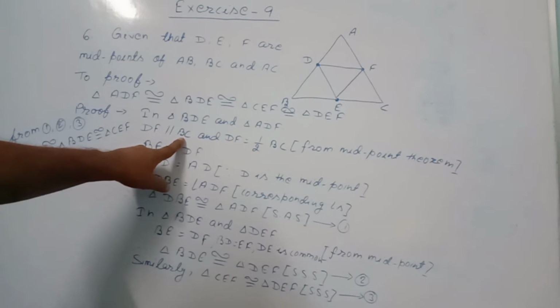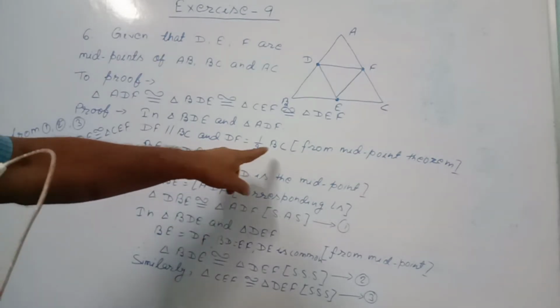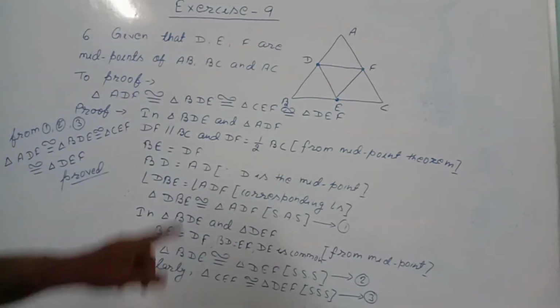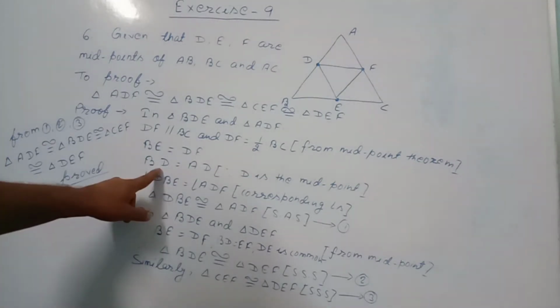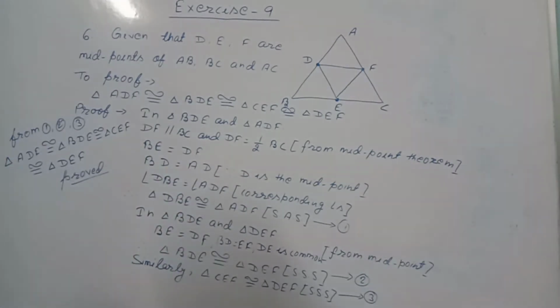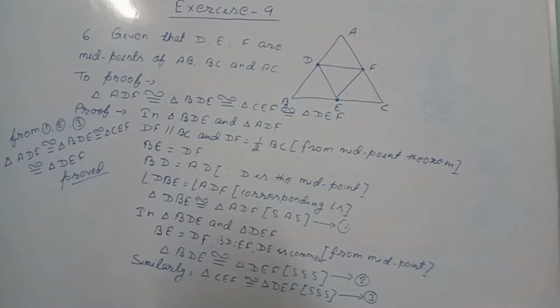DF is parallel to BC, and DF equal to half of BC from the midpoint theorem. Therefore, BE equal to DF. Second condition, BD equal to AD since D is the midpoint. And third condition, angle DBE equal to angle ADF, corresponding angles. So from the SAS axiom of congruency, triangle DBE is congruent to triangle ADF.